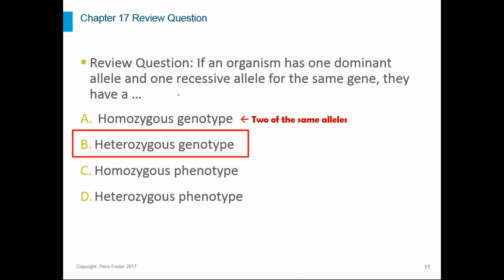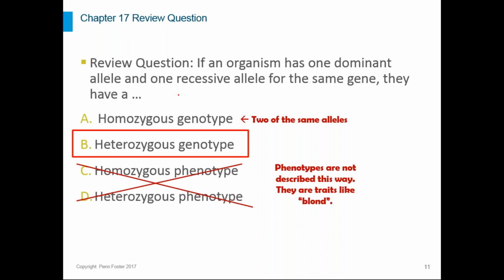And so what's wrong with these last two, homozygous and heterozygous phenotype? Those terms actually don't really exist. Phenotypes are not described by heterozygous or homozygous because a phenotype is just the trait that you see. It doesn't matter what genes are behind it. So we might say the phenotype is that a person is blonde or a person has blue eyes or brown eyes, regardless of what their genes are.